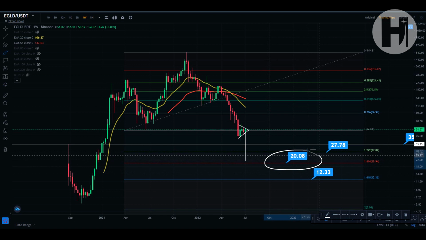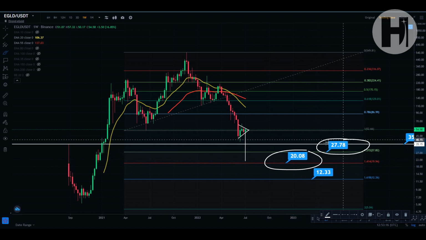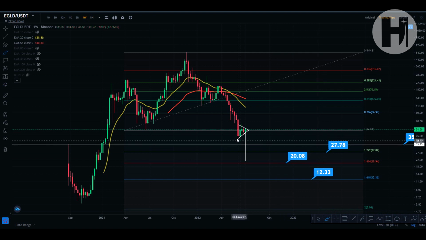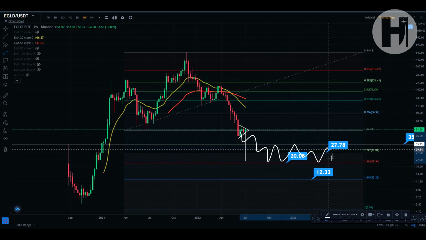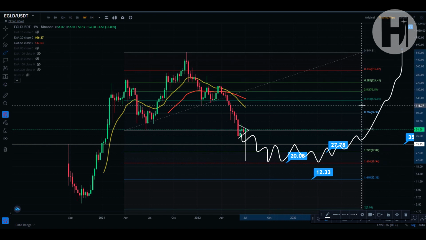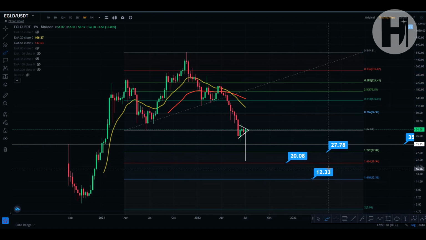So we have $20 and we have $27.8 here. So these two levels could obviously hold us if we start dropping from the bear pennant, and we can just consolidate over here and start the next leg up from there. But obviously the 1.618 is something you want to keep an eye on.